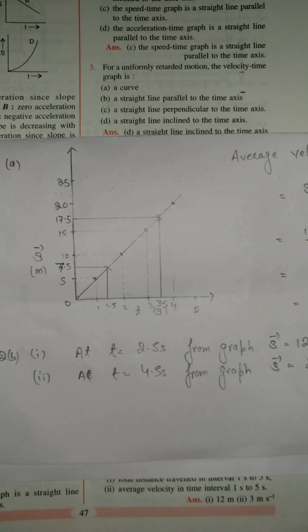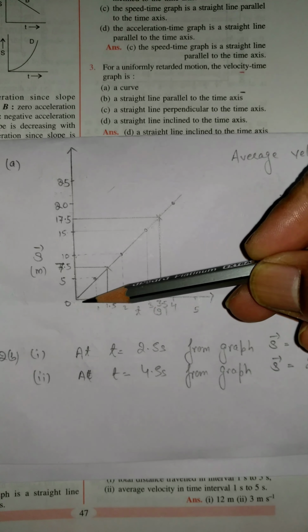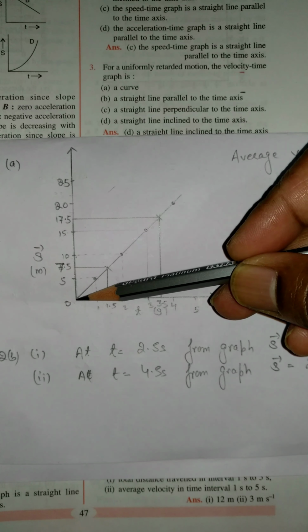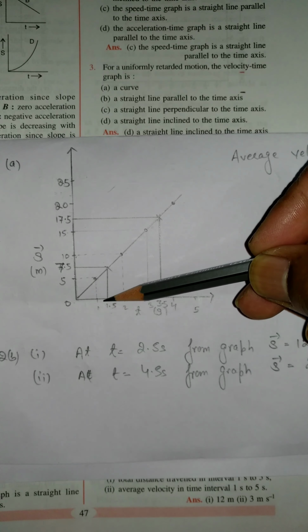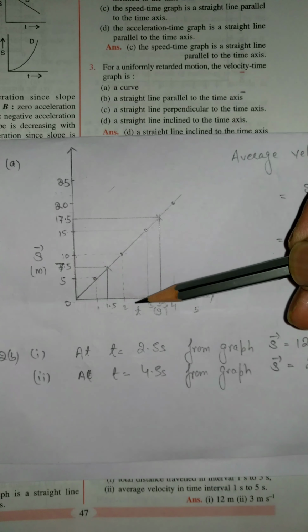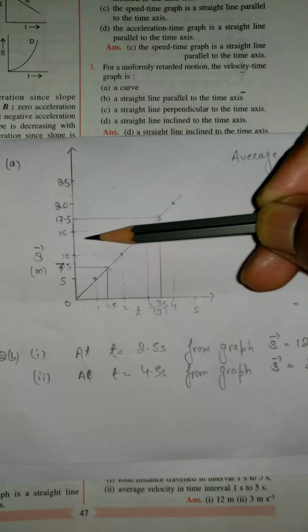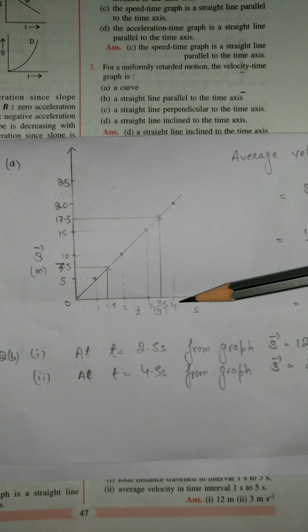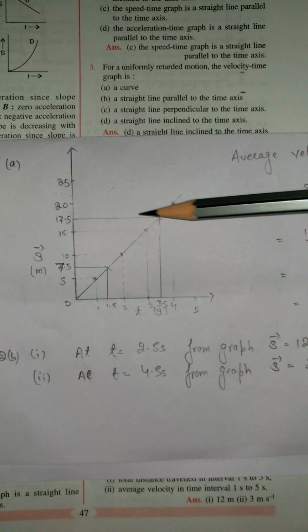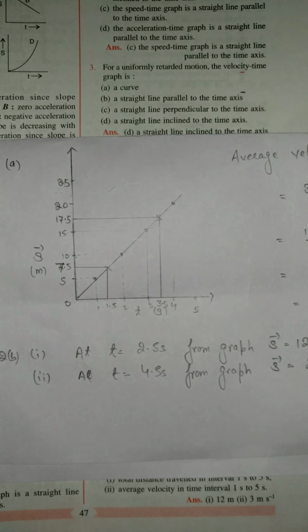Now plotting the graph. I hope you know how to plot the graph. For 0 it is 0, so I get a dot here. For 1 second it is 5 meter. For 2 seconds it is 10 meter. For 3 seconds it is 15 meter. For 4 seconds it is 20 meters. So I'm getting these dots. When I join these dots, I'll get a straight line. This is how my graph looks. So this is the first part of question number 2a.